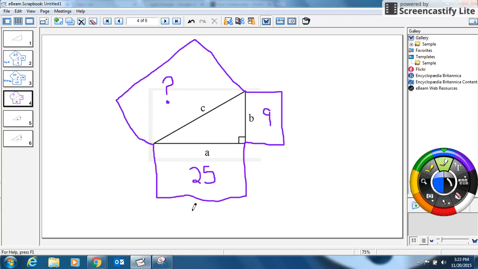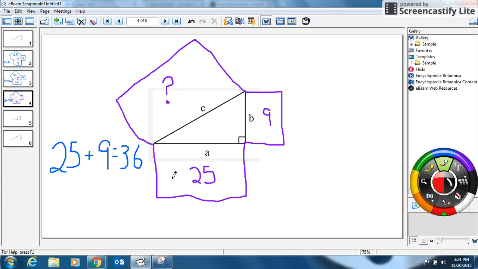So let's go here then. That means we should be able to add 25 to 9, and that will give us the area of C. 25 plus 9 is 36. Take a look at these numbers here for a second. What do you notice about 25, 9, 36? What do they all have in common from previous lessons? These numbers are all examples of perfect squares.